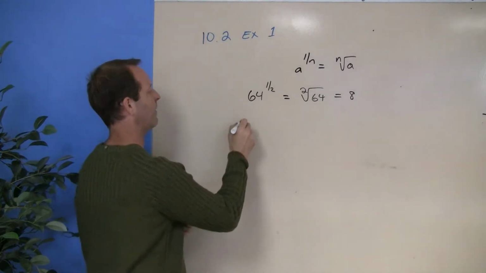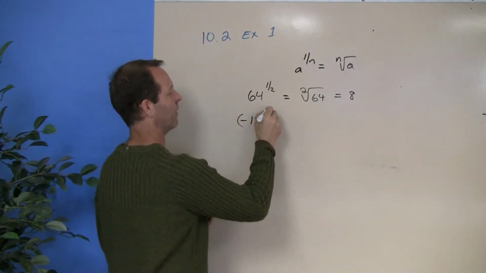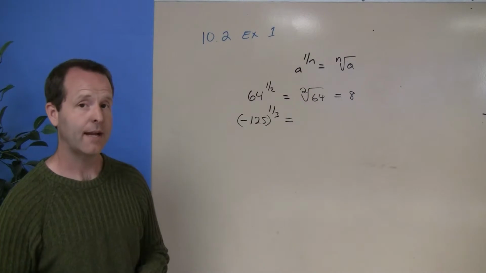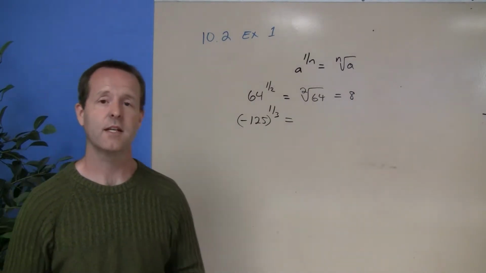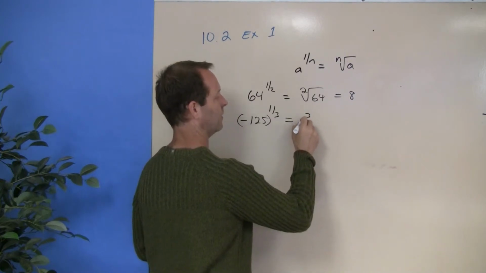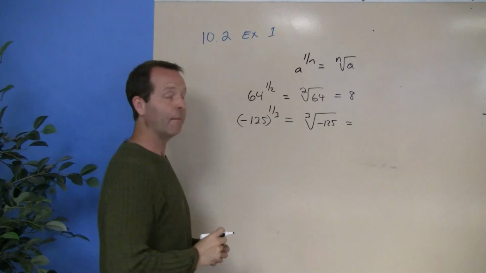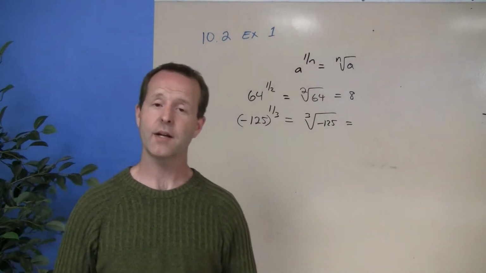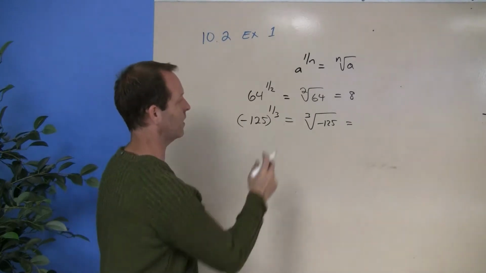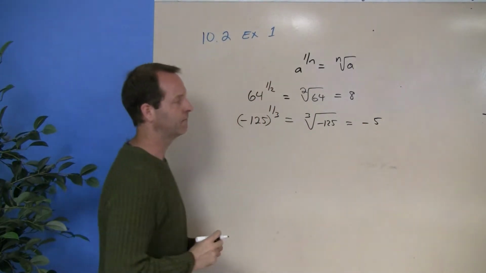How about another one? How about if I have negative 125 to the 1/3? Well, I take that same idea and I can start to see that it's a cube root. The cube root of negative 125. And I'm not worried about having negatives underneath the radical sign here because it's an odd index. So the cube root of negative 125 is negative 5.